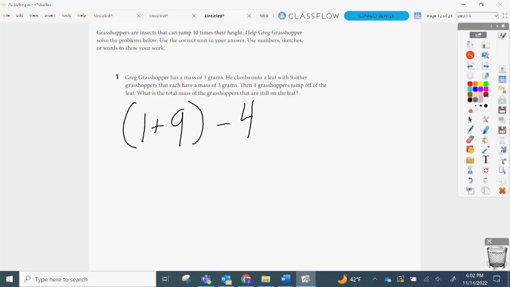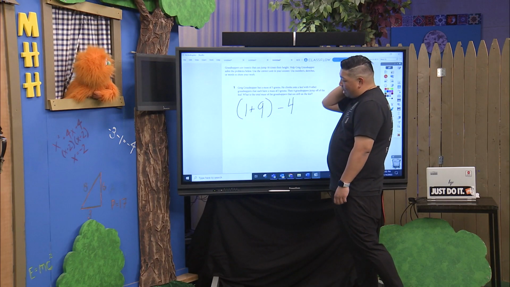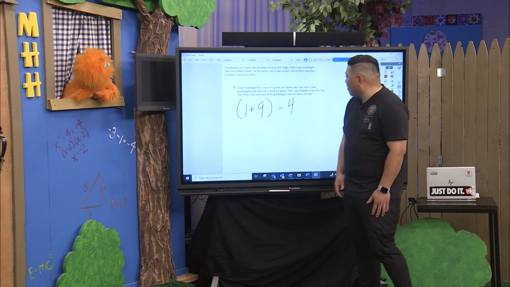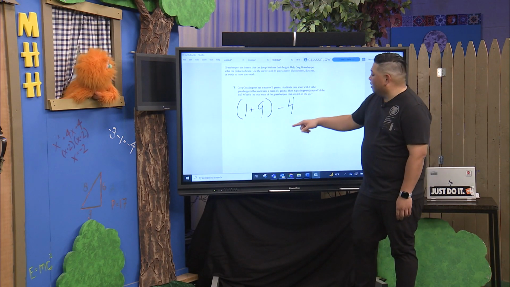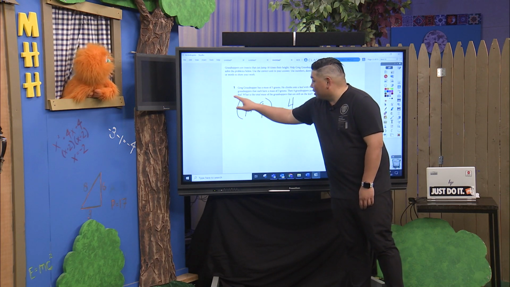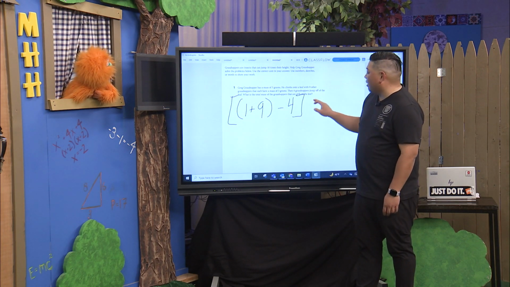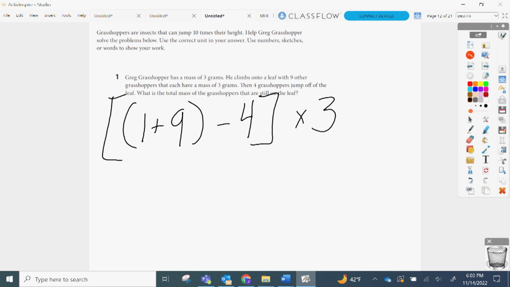And then after that, we're going to figure out how many total grasshoppers there are. From there, what we can do is multiply that by 3, if each grasshopper weighs 3 grams. So we're going to take all of this and multiply it by 3. Let's do what's in the parentheses first, and then we'll do what's in the brackets because that's going to be the next step, and then we can multiply it by 3.